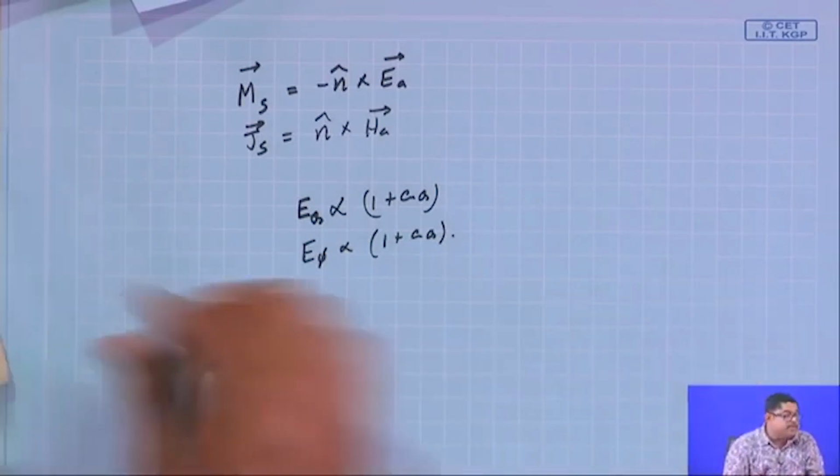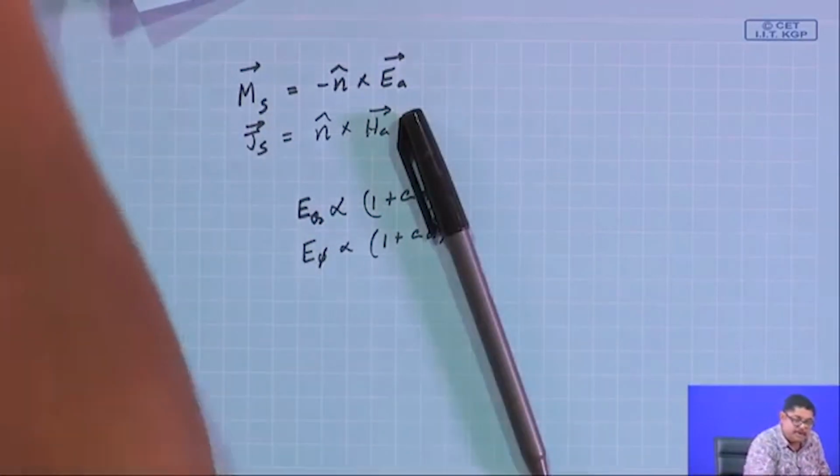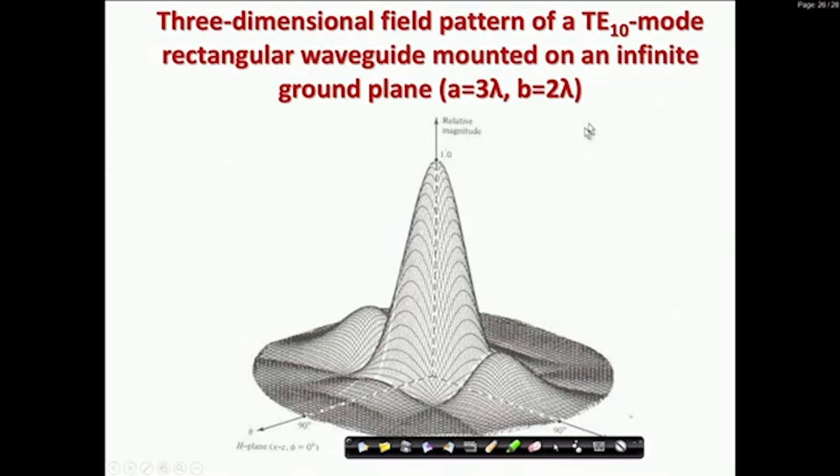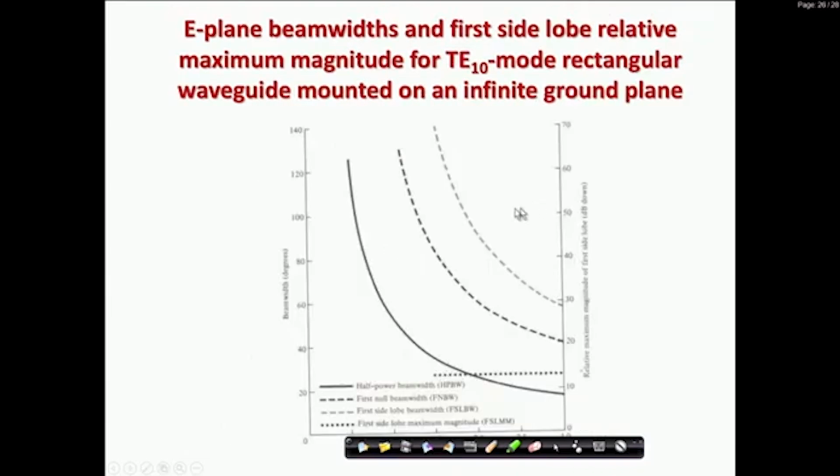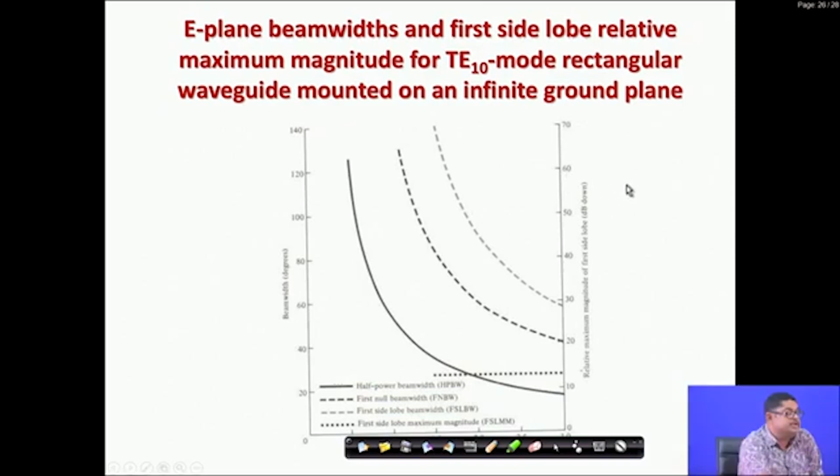Okay, I can show you some things. This is the field pattern of a rectangular waveguide mounted on an infinite ground plane. A is 3 lambda, B is 2 lambda. If you compare, you will already see the planes. This is the first side lobe relative maximum magnitude. Here you will see the half power beam width, how it is varying.